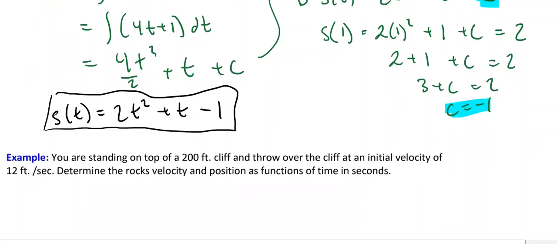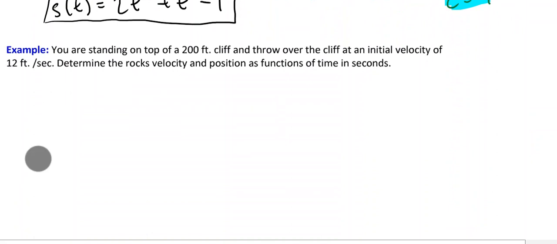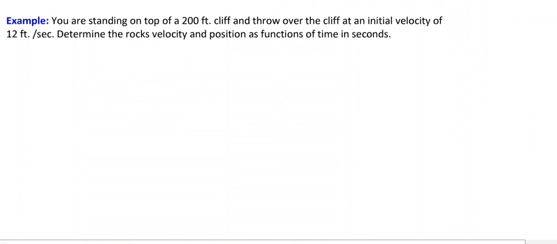In the next problem, it says you are standing on top of a 200-foot cliff and throw a rock over the cliff at an initial velocity of 12 feet per second. Determine the rock's velocity and position as functions of time in seconds.